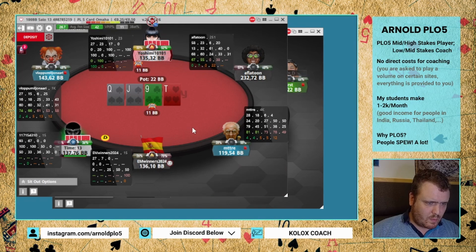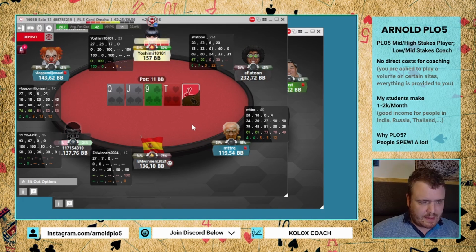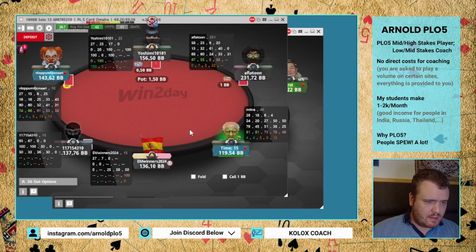This is almost always ace king, which is. I would probably also fold king high straight if I do not have extra equity, like I said, or flush draw.